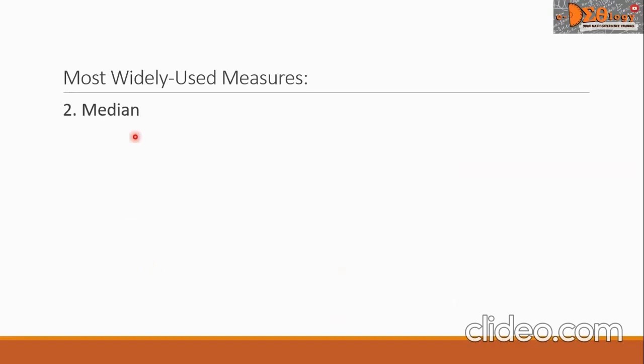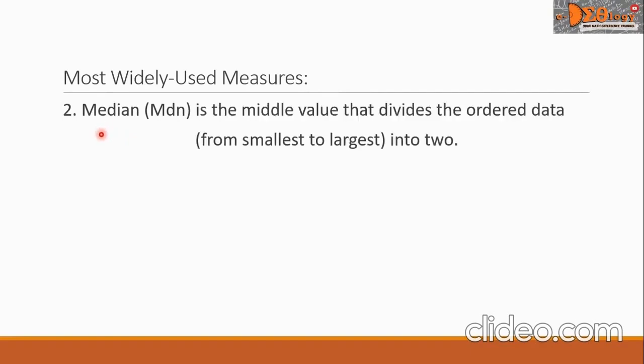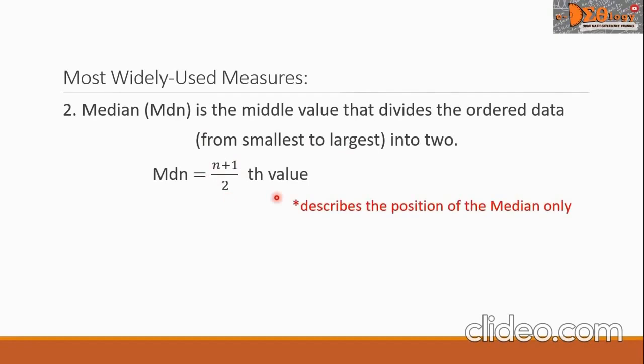Let's have the second measure, and this is the median. In books, we can see the symbol as capital M, D, N for the median. As defined, median is the middle value that divides the ordered data from smallest to largest into 2. We're going to use this formula, MDN equals n plus 1 over 2. But take note that this formula will only describe the position of the median.